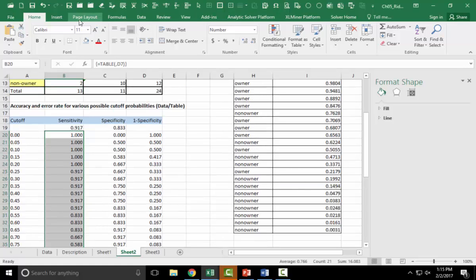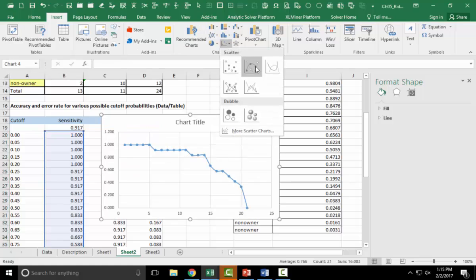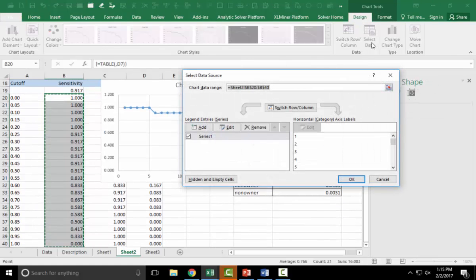So let's first plot the y-axis, and this has to be a scatter plot. You cannot do a line plot for this. Okay, so that's our y-axis.